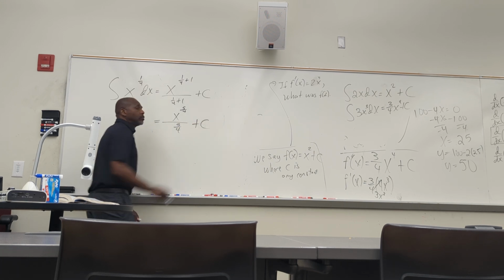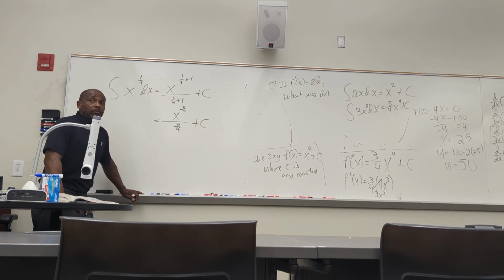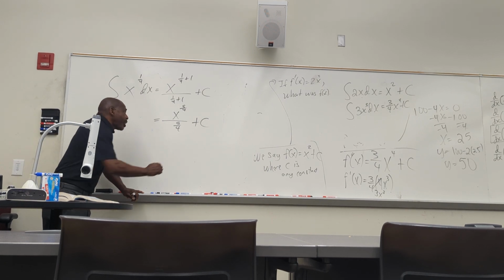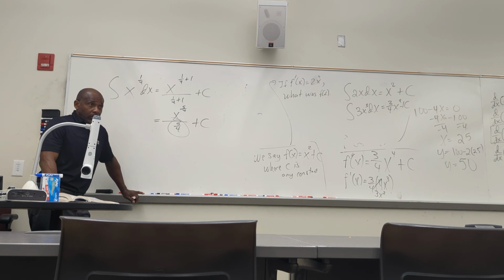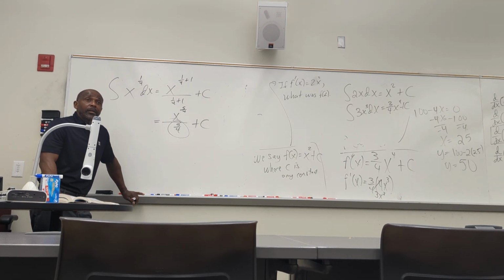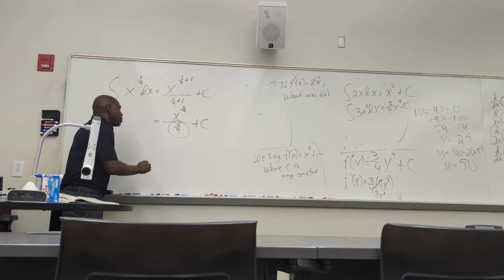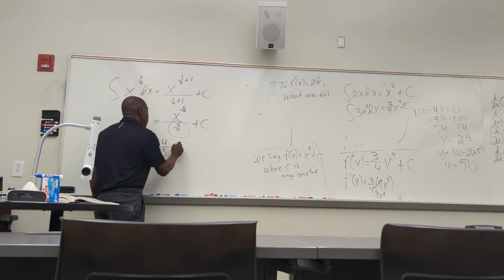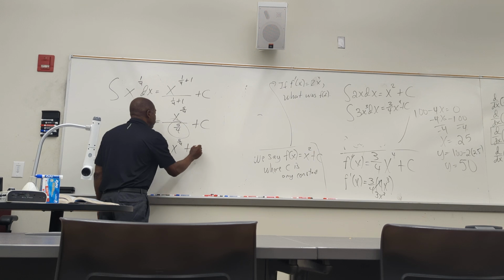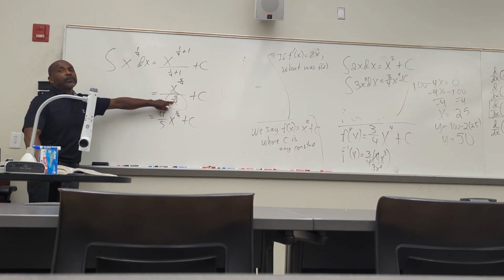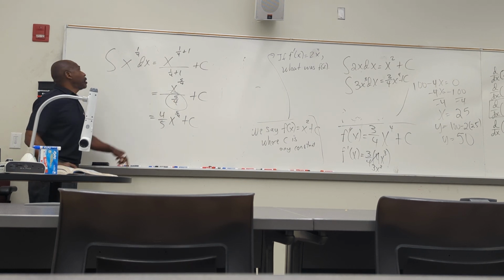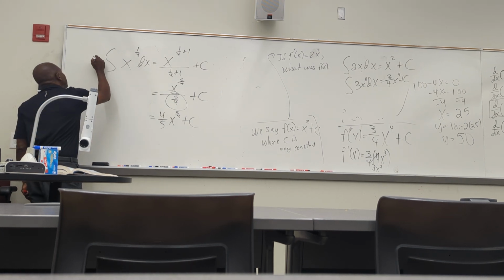What do you do? I don't like this fraction in the bottom. What did I do? Yes, Miss Hill? Third grade. So now this becomes 4/5 x to the 5/4. Third grade: multiply by the reciprocal. We good? Let's hold on. That was number which one?